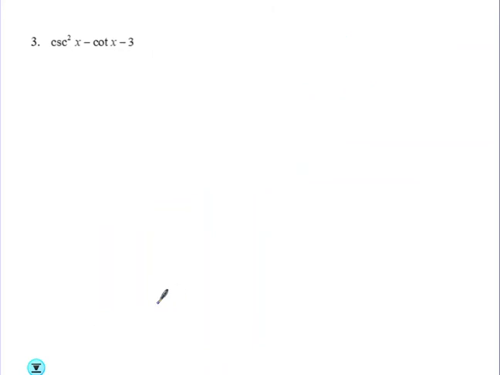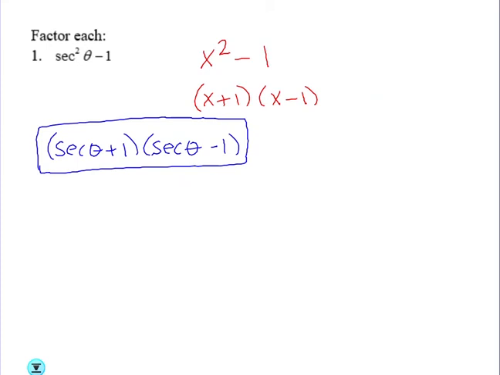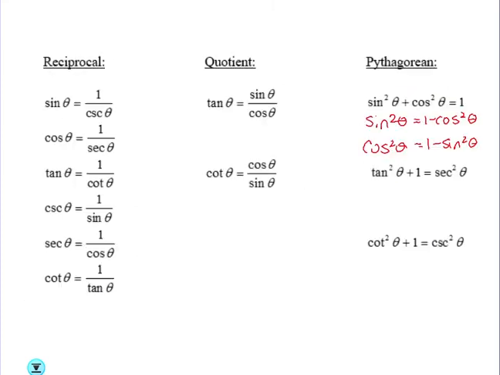Lastly, we have cosecant squared x minus cotangent x minus 3. Here we have two different trig functions, so we cannot simply factor the way we did on the first two. We need to look at our identities and see what we can change. I see a cosecant squared here, so I'm going to go back to my Pythagorean identities and see what we can do.